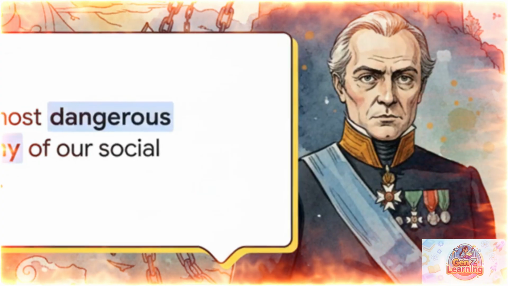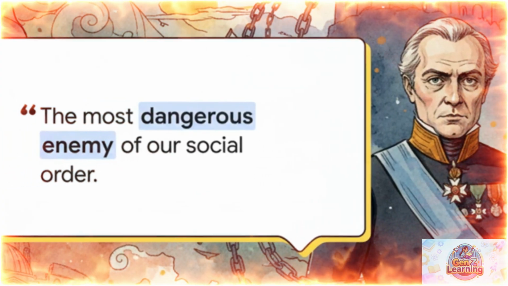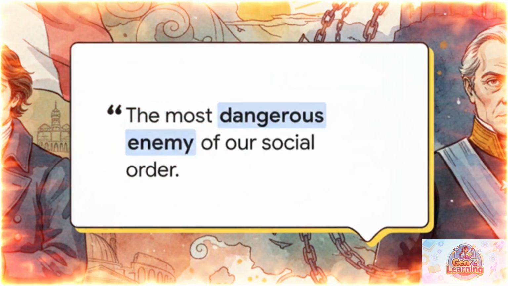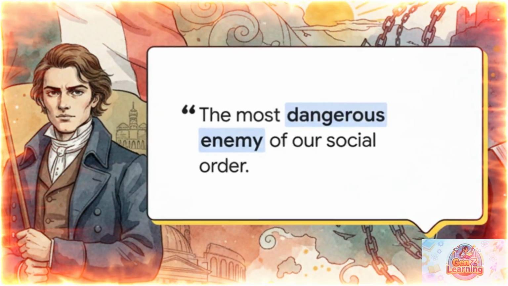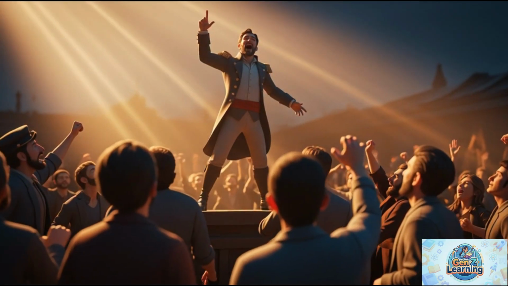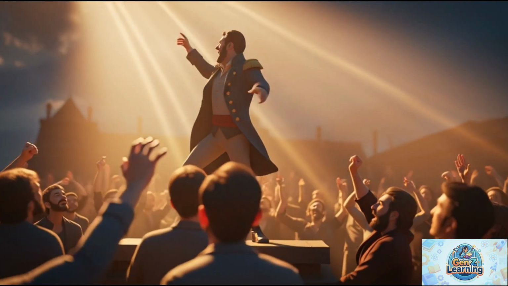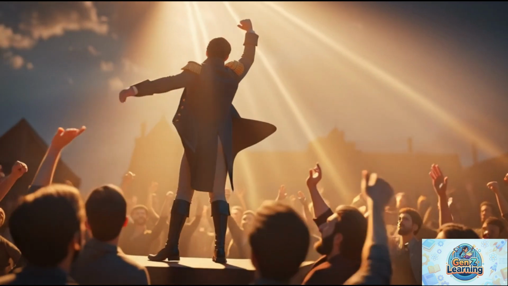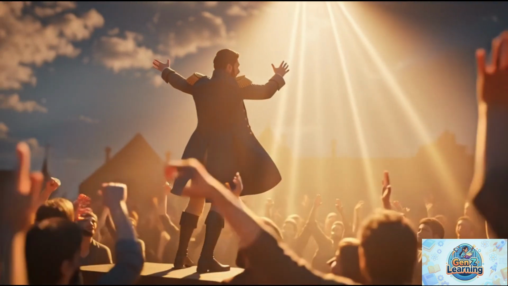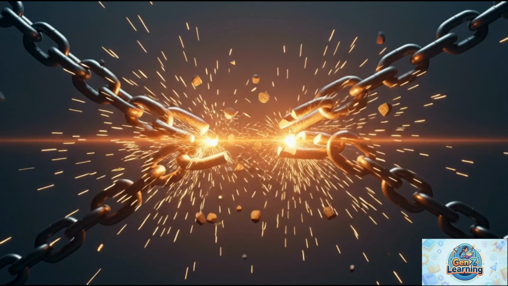And if you want to know just how terrified they were, get this. That same Austrian Chancellor, Metternich, said this about an Italian revolutionary named Giuseppe Mazzini. Mazzini's big dream was a united, democratic Italy. To Metternich, a guy like that wasn't just a political rival. He was the most dangerous enemy of their entire way of life. That's how much they feared this idea.